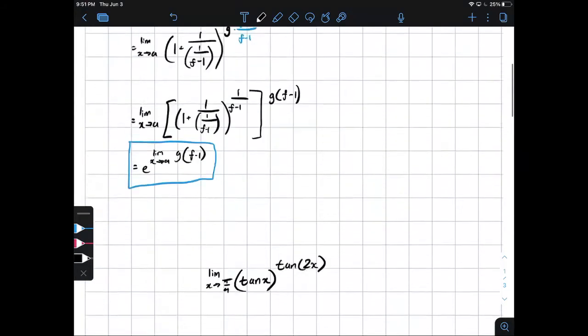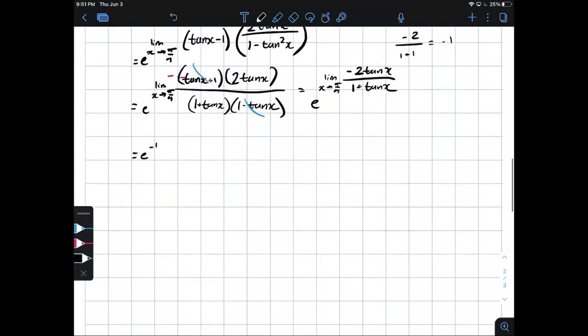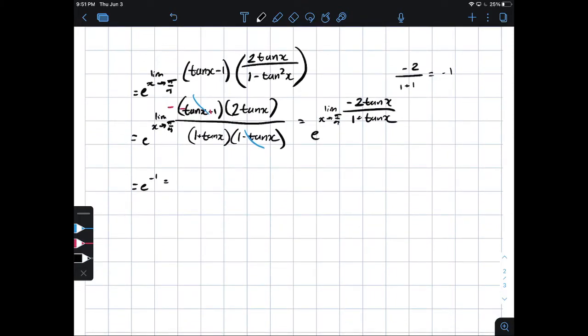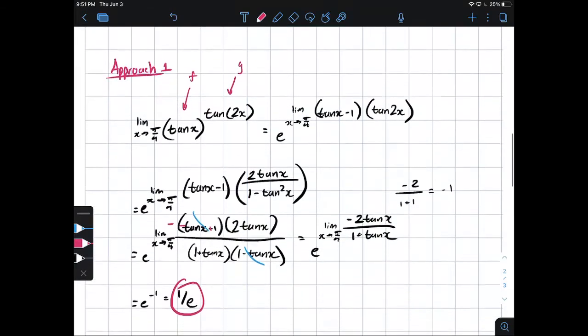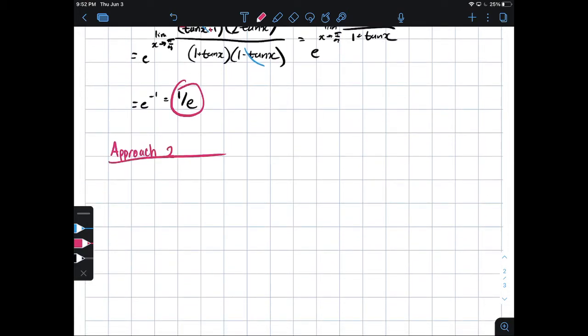Oh, I suppose I called this video integrals. That's not true. This is a problem. That's my bad. This solves the limit, which the answer is 1 over e. And that's a neat solution to a seemingly complex limit, not integral. My bad. Now we're going to look at approach 2.